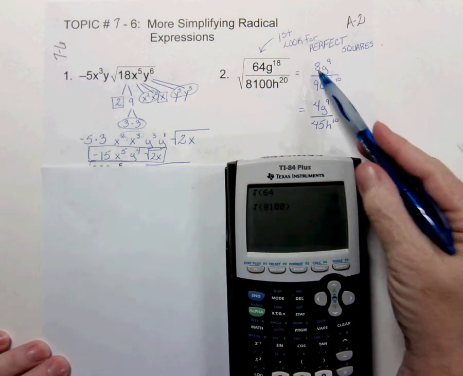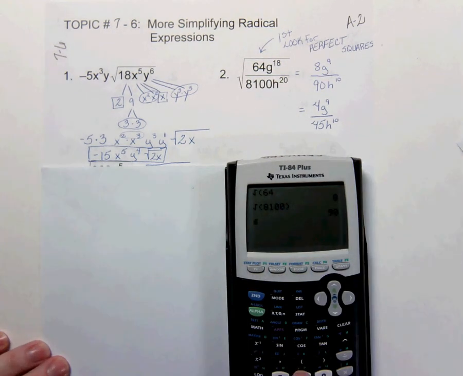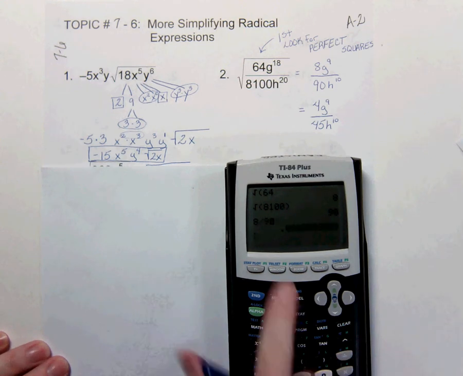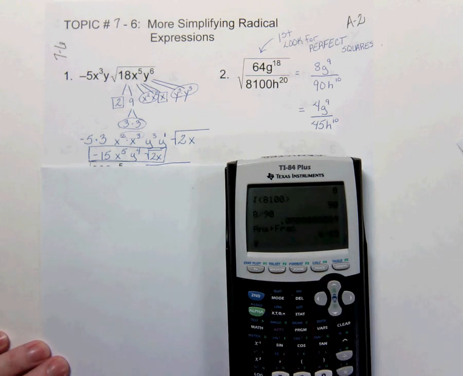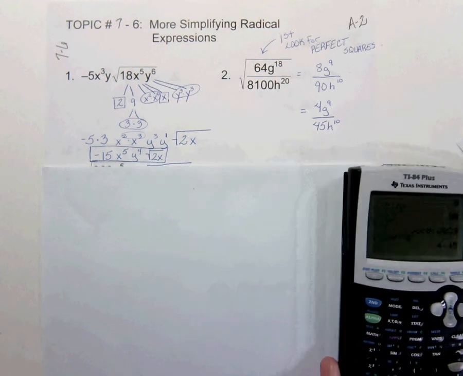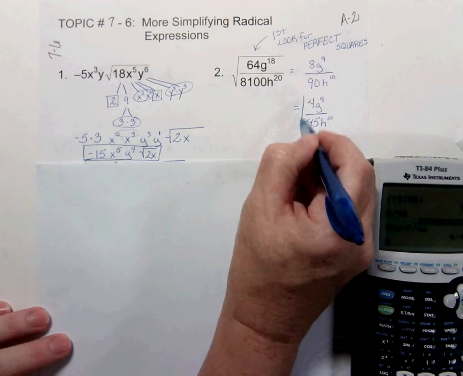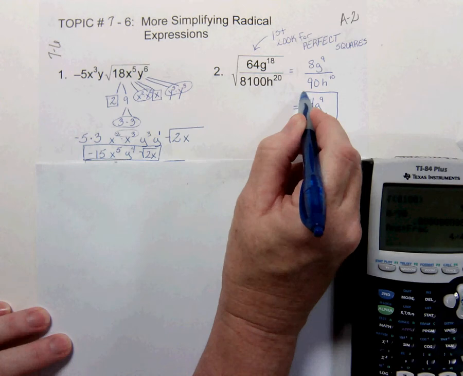Alright, 8 divided by 90. If I put that in a calculator, 8 divided by 90, I'm going to get this decimal form, but if you change it back to a fraction with your math enter button, you actually will get the reduced fraction of 4/45. And so keep it as reduced as it can go, and keeping your g to the 9, h to the 10. So that would be your final answer for that one. I'm going to put boxes around these.